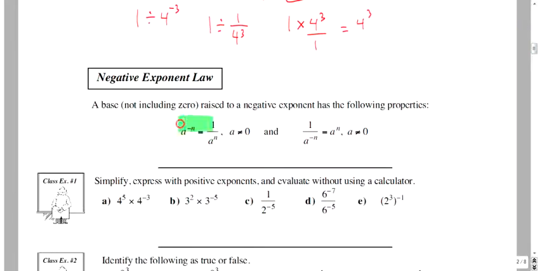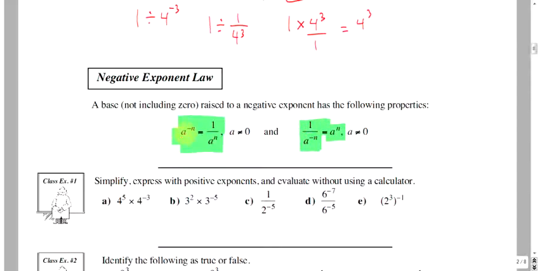Here's what was on the first page. If you have a negative exponent, to make it positive, you put it on the bottom. You flip it. You put 1 over it. If it's already on the bottom, where do you have to flip it? Onto the top. Okay? So it's very similar. It's just a little bit different.